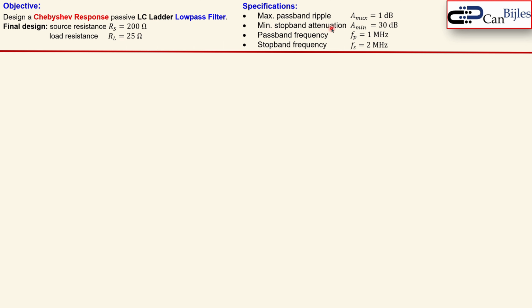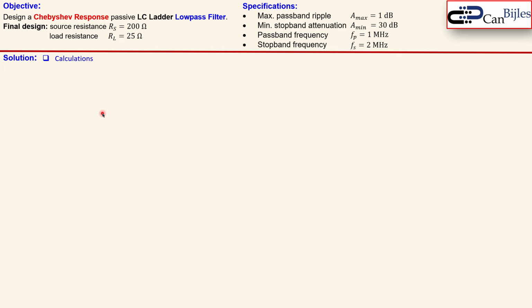The minimum stopband attenuation required is 30 dB. The passband frequency is 1 MHz. That means at this frequency we will have the maximum ripple of 1 dB. And the stopband frequency is 2 MHz. That means again at this frequency, 2 MHz, we need to have an attenuation of at least 30 dB. Okay, let's see how we can design this filter.